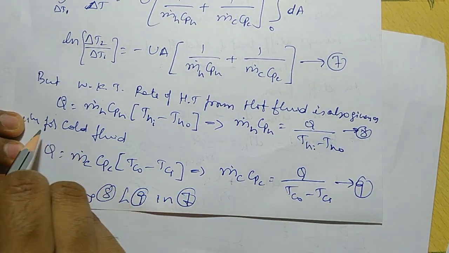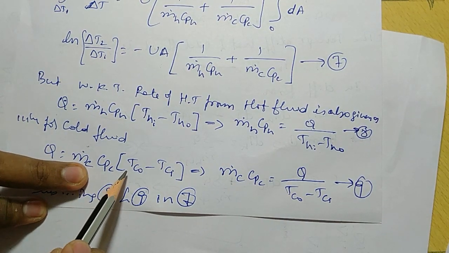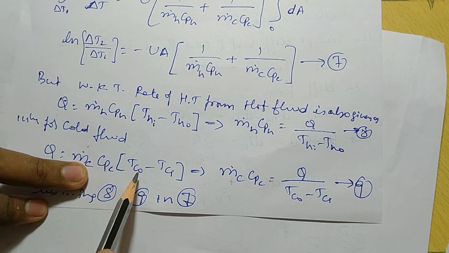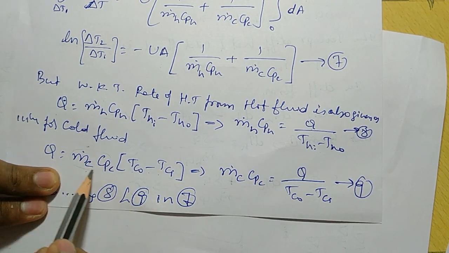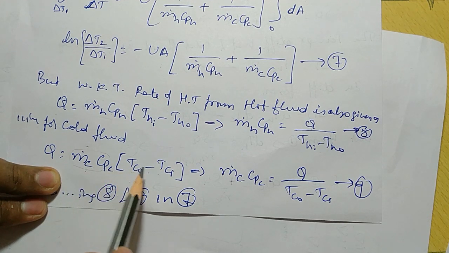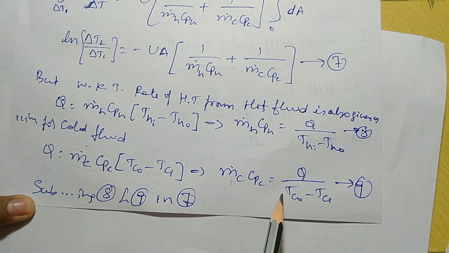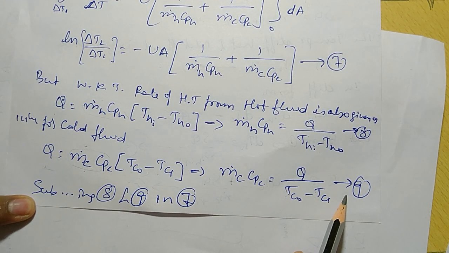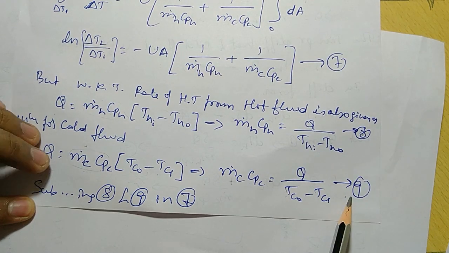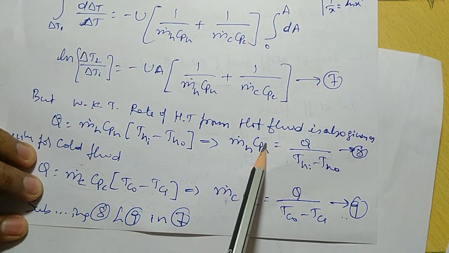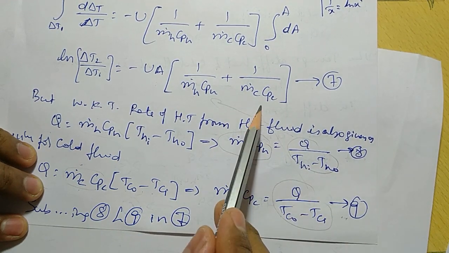The same heat transfer for the cold fluid is given by m dot c cpc times the temperature difference of the cold fluid, that is Tc0 minus Tci. In the same way, you take m dot c cpc to the left hand side, and the remaining terms become the denominator. I obtained this as equation 9. Then you have to substitute equation 8 and equation 9 in equation 7, this value here and this value here.